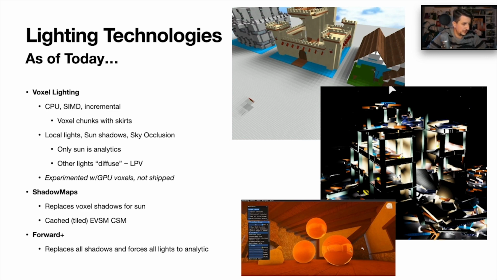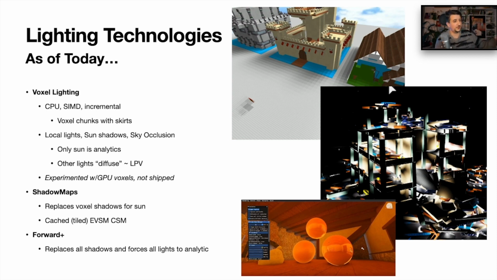We did an experiment with the GPU voxel computation a few years ago, which looked very nice, but hasn't shipped so far. The next step up from voxel lighting is shadow maps, and those basically replace voxel shadows for the sunlight. All the other lights are still cached in voxels, but if your device allows, then instead of having the voxel shadows, you get cached, tiled, computed-over-time EVSM cascaded shadow maps.